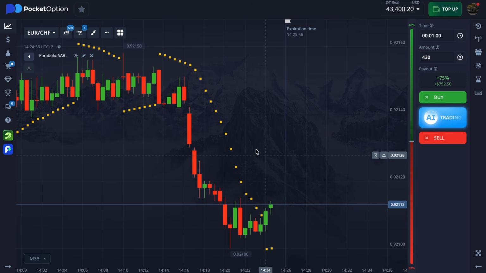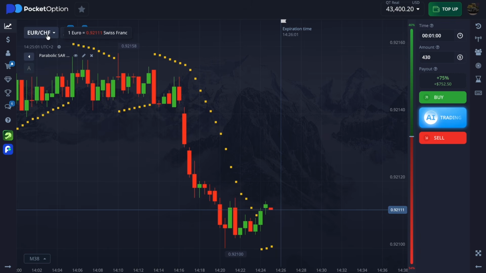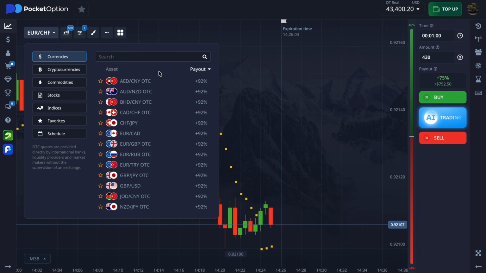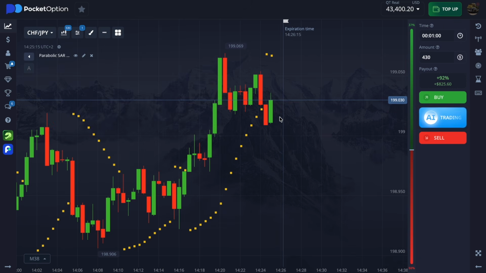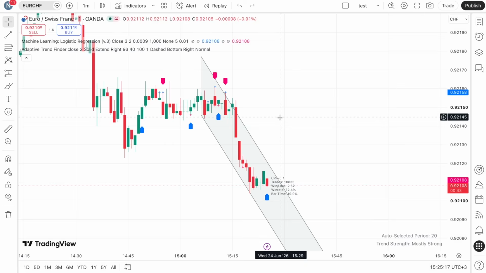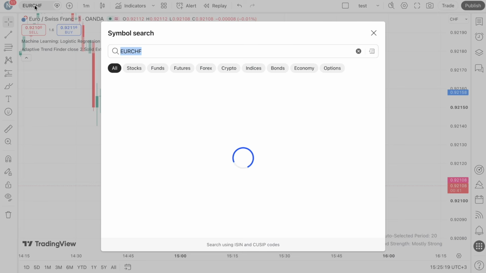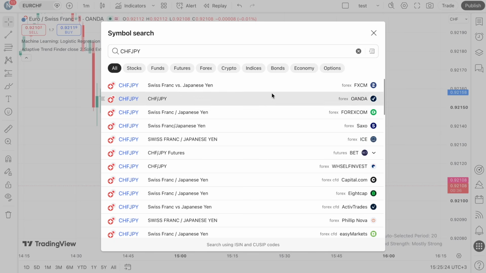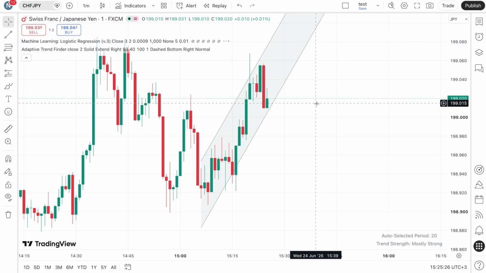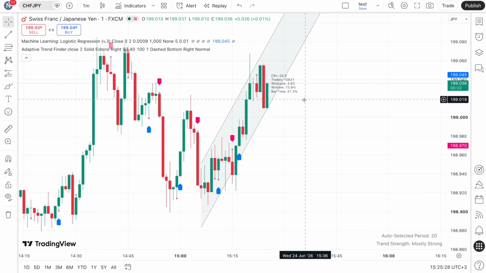So, first of all, I choose a currency pair to work with on the broker. To do this, I open the Asset Selection menu, and here I choose absolutely any currency pair, just make sure it doesn't have the OTC mark. I see in the list that there is Swiss franc and Japanese yen without the OTC mark, so I will open this currency pair. Then I open the same currency pair on the TradingView website. I enter Swiss franc and Japanese yen. First, I open the very first chart that appeared, and I look at what is currently happening on the chart.